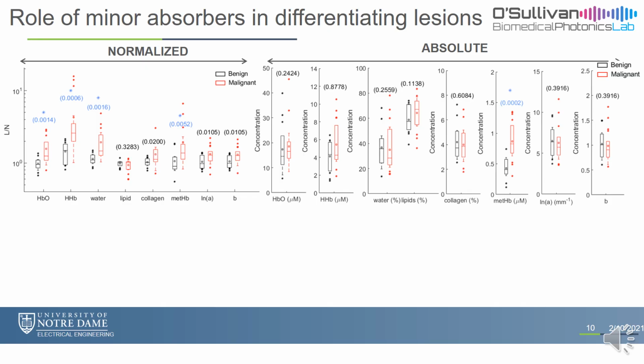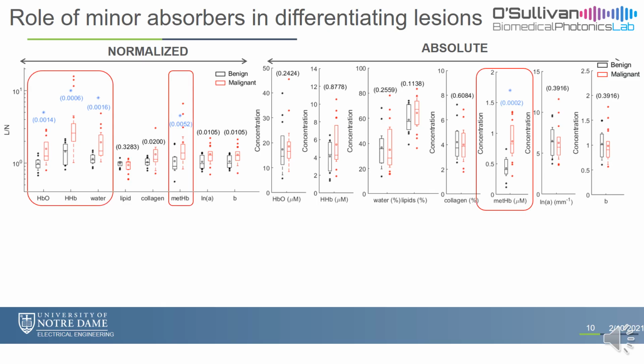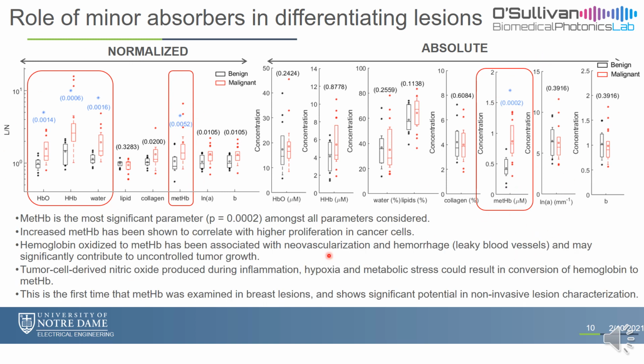Now, in this slide, we are just looking at all of the plots that we saw in the previous two slides together. So we are looking at the normalized and the absolute variables together. And here I have highlighted all of the significant variables. So altogether, there were 5 variables that showed significance. 4 of them were in the normalized form and only one was significant in its absolute form. If you look at each of their p-values, you can see that absolute methemoglobin has the lowest p-value, which is 0.0002. So this shows that absolute methemoglobin is the most significant parameter amongst all the parameters, normalized plus absolute, included in the study.